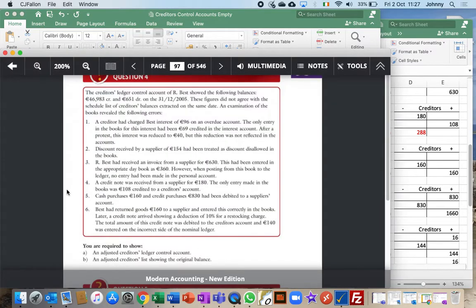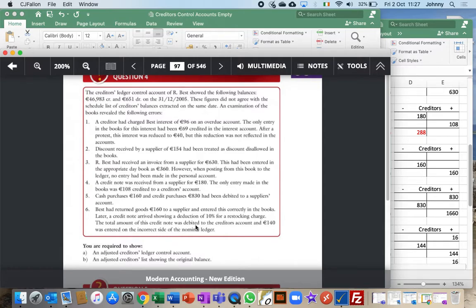Next one then, best return goods 160 to supplier, entered correctly in the books. Later credit note showing a deduction of 10% restocking. So we've done the 160 correctly, okay? The restocking charge is 10%, so that's what we need to deal with. So the total amount of the credit note was debited to the creditor's account and 140 entered in the incorrect side of the nominal ledger.